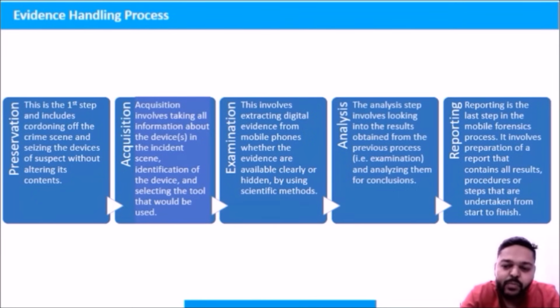Now the last is reporting, and it's the final step. Here you have to show whatever findings you have made, like what kind of tool you have used, what kind of devices you have seized, where it came from, when it came, and each and everything you have to document and submit. So this is reporting and it's a main step. Whatever you have done till now, each and everything you have to show in the reporting step. So this is the evidence handling process.